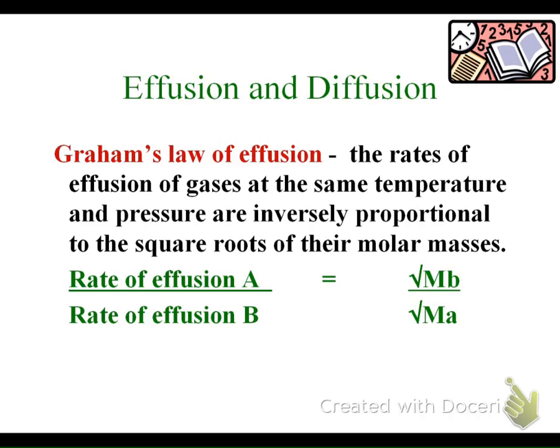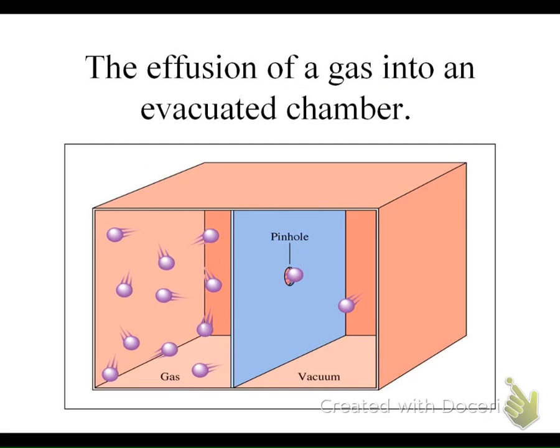So the rate of effusion A over the rate of effusion B is equal to the square root of the molar masses. We know that effusion is when a gas molecule moves through a tiny opening, so this is just looking at the rate of it. And do I know mathematically what each relates to?